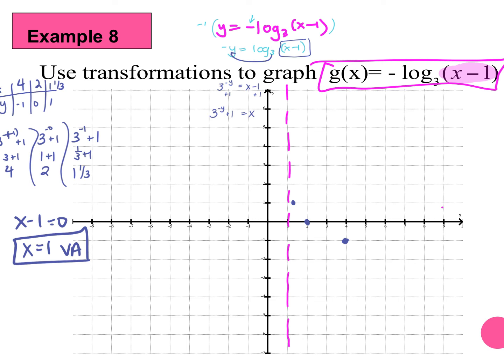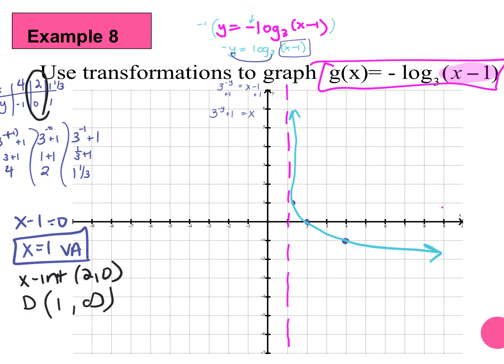Yeah. So now think about, and this is why it says transformations, think about what a negative on the front does to a function. What does it do? It flips it upside down. So my curve that normally looks like this is flipping upside down to look like this. Let me do that in a different color. So vertical asymptote, x equals 1. X-intercept, again, graph or center point, (2, 0). Domain is 1 to positive infinity, and range is all real numbers.